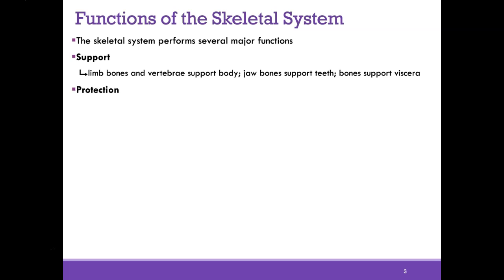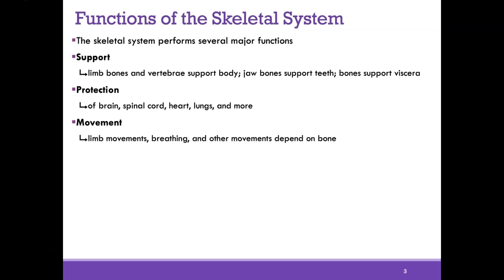One of the major ones is support. So our limb bones and our vertebrae can support our body. Right? Our jaw bones can support our teeth. So the skeletal system functions as a support system. Our skeletal system also protects our organs, such as our brain, our spinal cord, hearts, and lungs. Our skeletal system helps us move around. So whether it's limb movements and walking or even breathing, all these kinds of movements depend on the skeletal system.